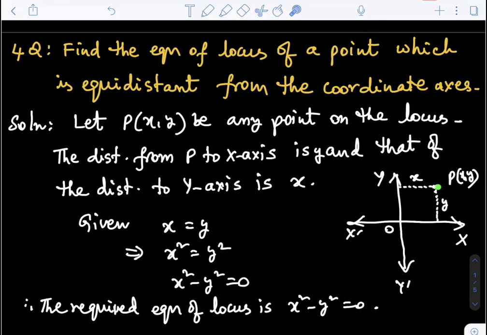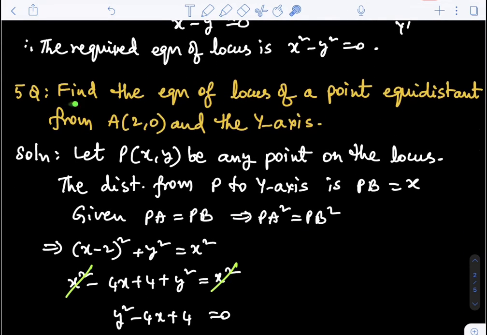Next, what is the condition? They are equidistant, which means these distances are the same. That is, x is equal to y. Squaring both sides, x square is equal to y square. This is the required equation of locus.